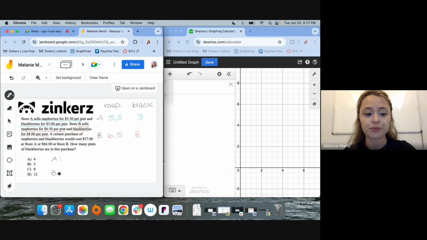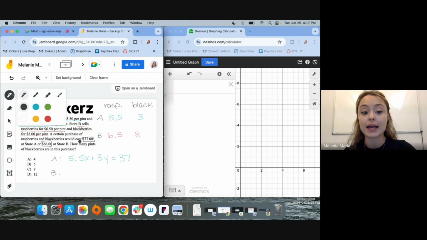So now I'm going to use this information to write some equations for each store A and store B. I can see that the relationship between the number of pints and the price relates to a total purchase price of $37 and $66 at store A and B respectively. So I'm going to use that when I write my equations. So for store A, I know that I have 5.5 and I'll put X here, and 3Y equals 37. Let me break that down really quick.